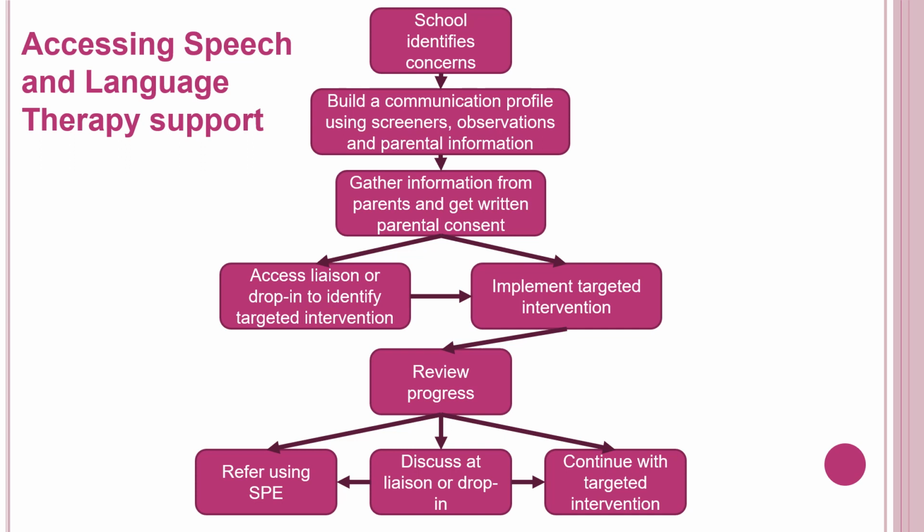If the child is making good progress, you can continue with your targeted intervention. If the child is not making progress, it could be time to refer to speech and language therapy using a SPE form. Discuss this with your link therapist. If you do not have a link therapist, you can either contact us again using our email or phone number or refer straight away. Include all the information that you have gathered so far, including your observations, parental report, and your record of targeted intervention and its impact.